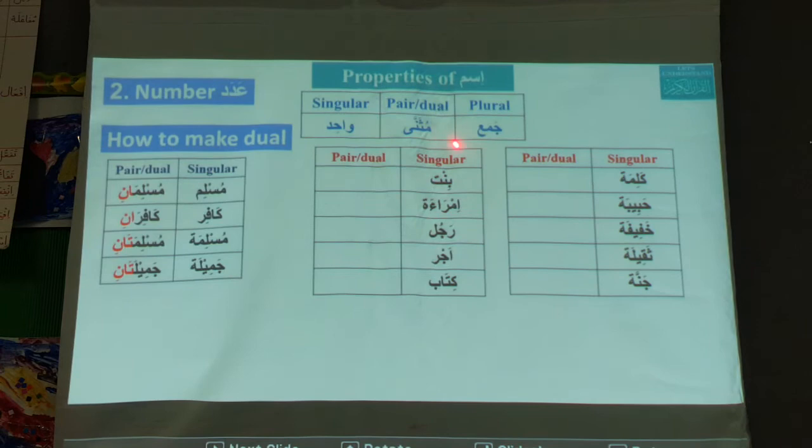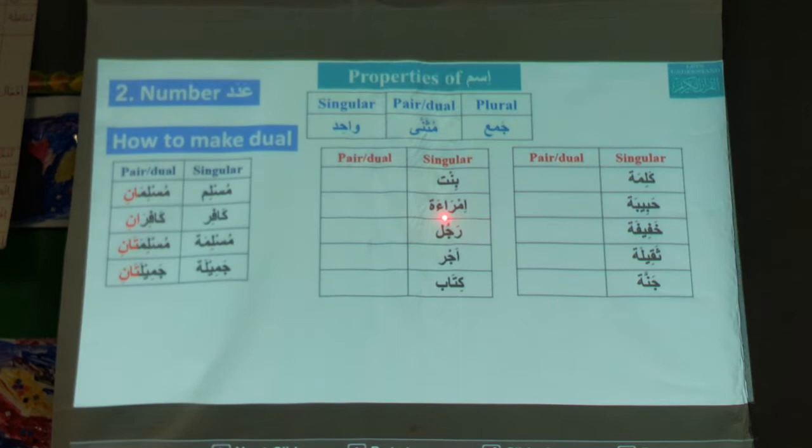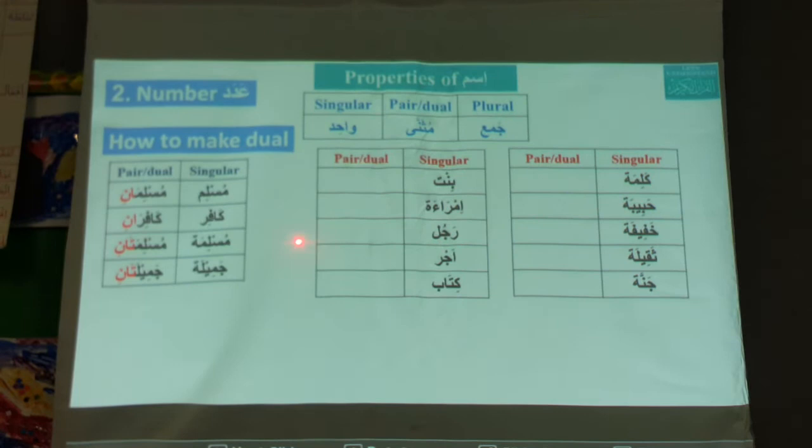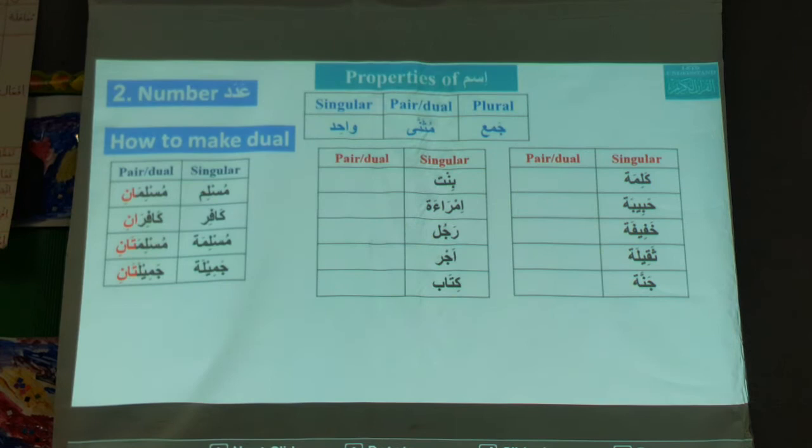We also learned a few more words like bint is singular, and what would be the dual? Bintani. Imra'atani. Imra means woman. Rajulani. Man and two men. And ajr is reward. And what should be here? Ajrani. Kitab is one book. Two kitab. Kitabani. Kalima, word. Kalima, and what word? Kalimatani. Very good.